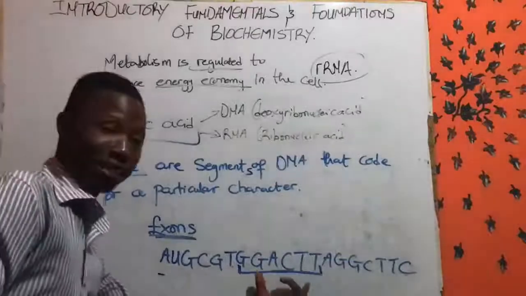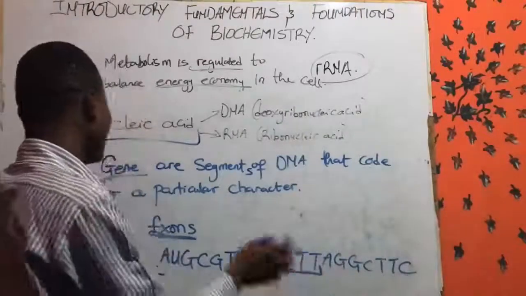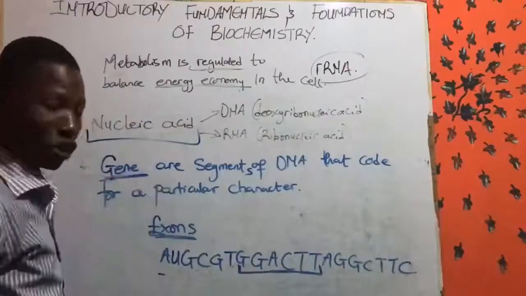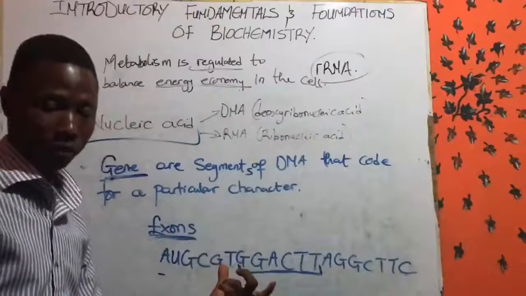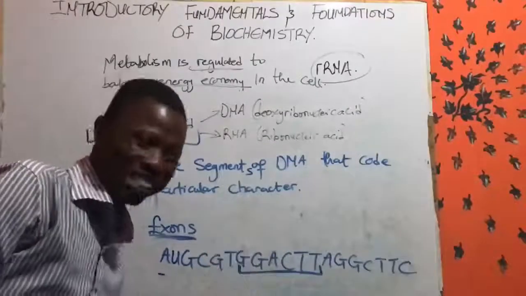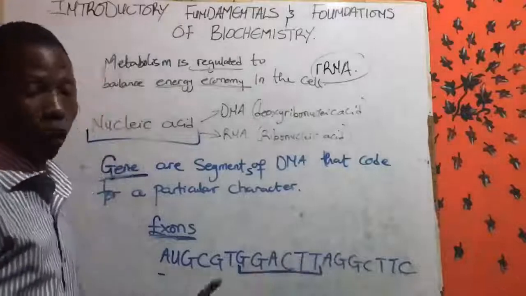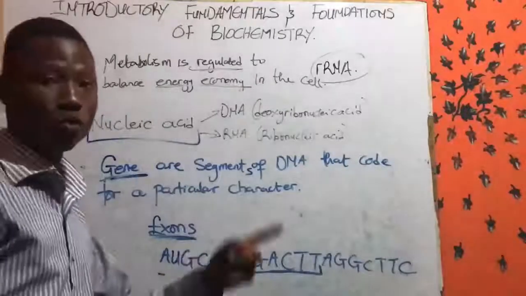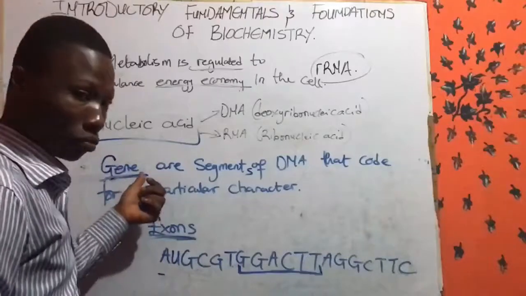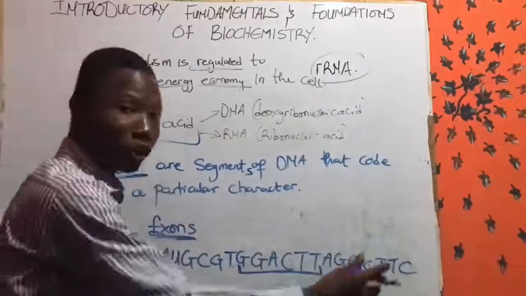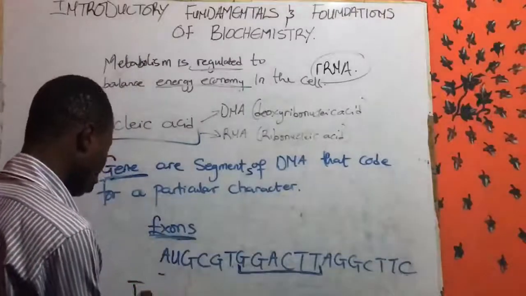Now, this segment that is coding for a particular character in my nucleic acid is my gene, otherwise known as what? Exon. So, the coding segments, the segments of a nucleic acid that code for a particular protein or for a particular character is what I know as my gene. The non-coding parts are known as introns.